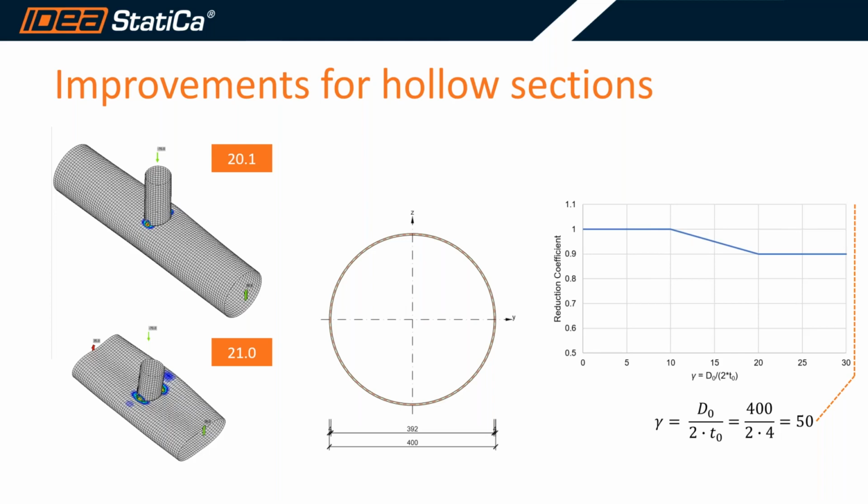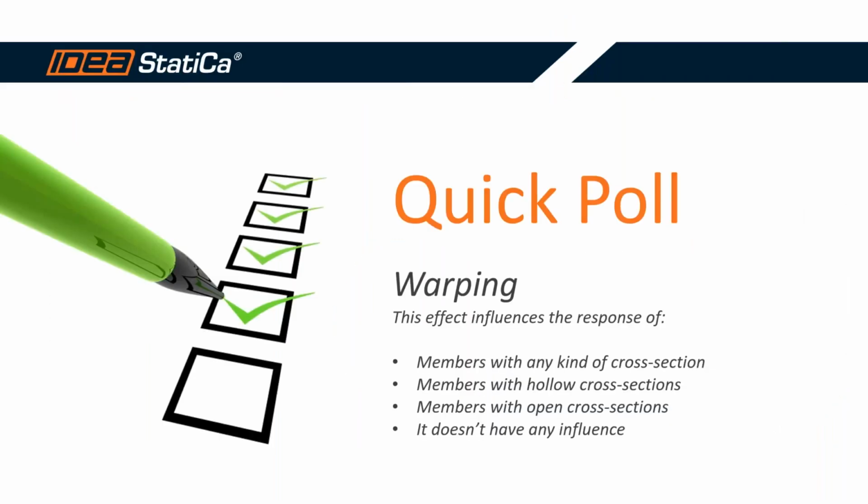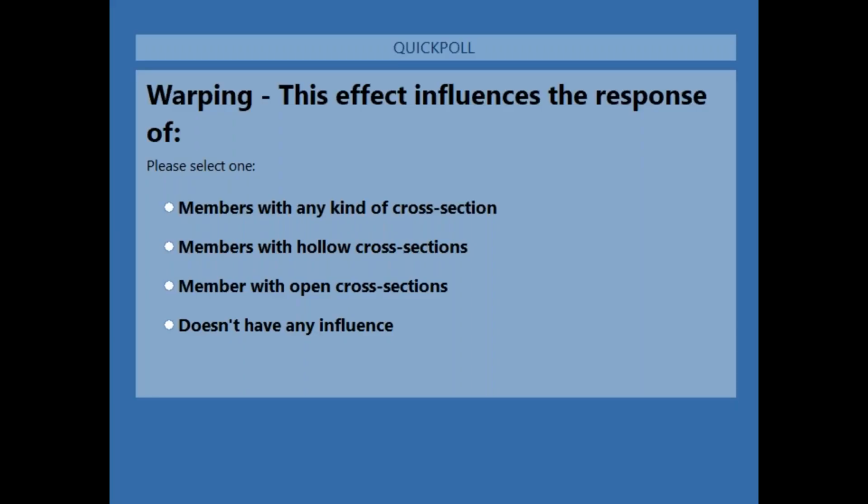Now, at this point, and before we move further, I would like to make a poll and ask your opinion about another effect we see in steel structures, which is called warping. So I will launch the poll that you will see on your screen. I will leave this for about 20 to 30 seconds. I see that people are voting, so let's wait a little bit more. Results keep coming.